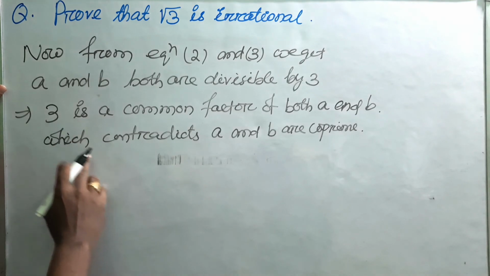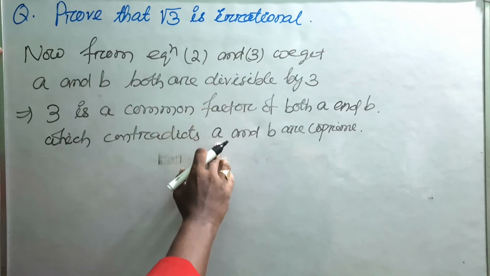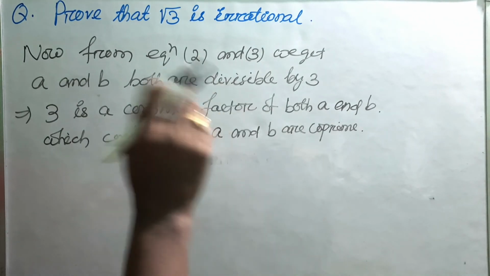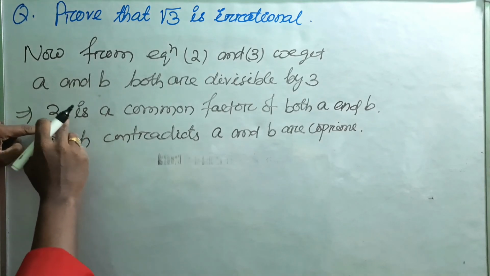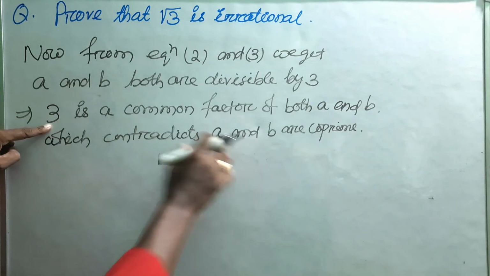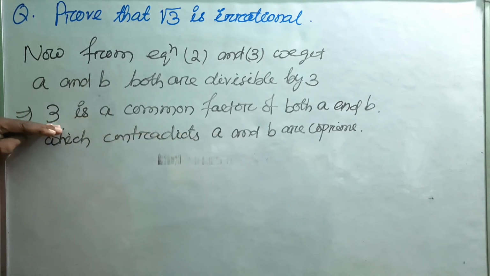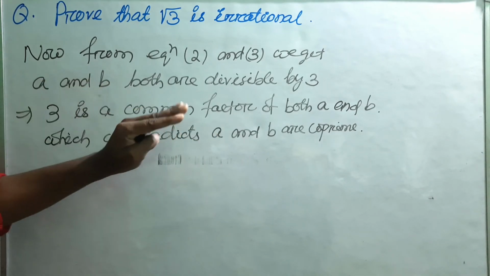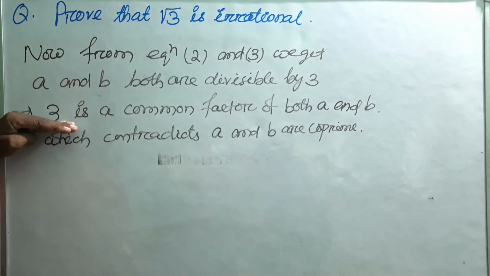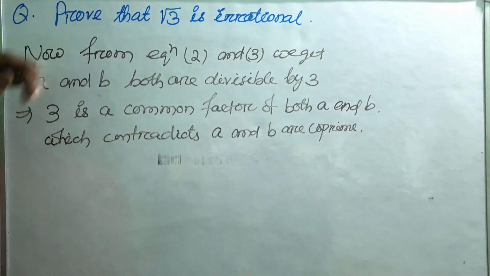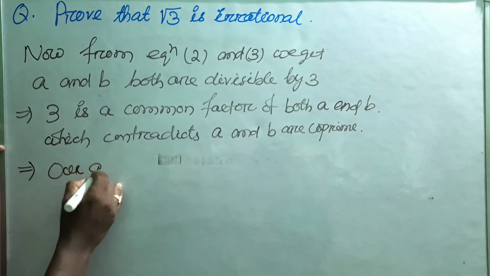Now why does it contradict? Because we have taken a, b as co-prime. That means they are not divisible by any other number except 1. But here we get another number 3 which divides both a and b. So that means it is a contradiction, because we have taken this one, but here comes another thing. So that means this is a contradiction. That means our assumption is wrong. That is why a contradictory result is coming. So you can write, this means our assumption is wrong.